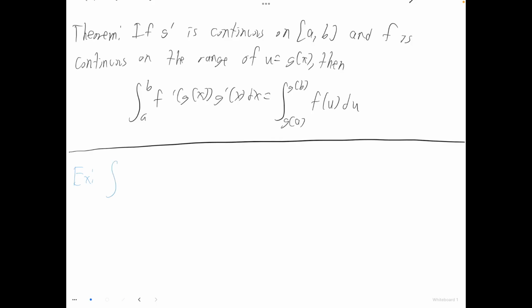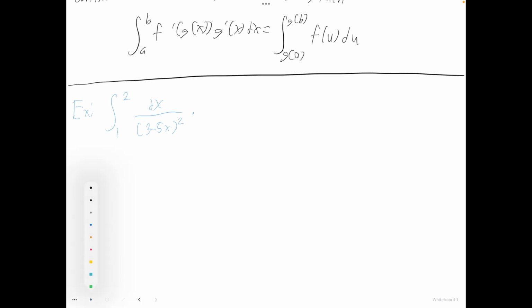Okay, so we want to find the integral from 1 to 2 of dx over 3 minus 5x squared. Once again, we start by finding our u. So u is going to be the thing we look like we've plugged into something. Well, that looks like 3 minus 5x. So u is 3 minus 5x. du then equals minus 5 dx. So dx equals negative 1/5 du.